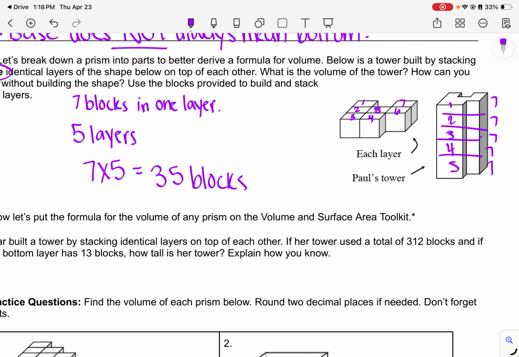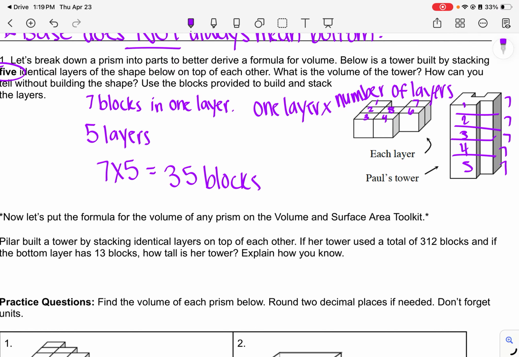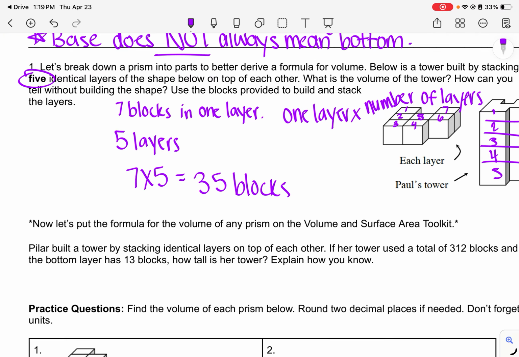And the way we did that in words is we took the first layer, I'm just going to say 1 layer, times the number of layers. So times number of layers. Sorry, I did not plan for that part. So that is volume kind of as a gist for you. We're not going to be able to put it on our formula sheet yet. It says now put it on your toolkit, but I will write it down here.